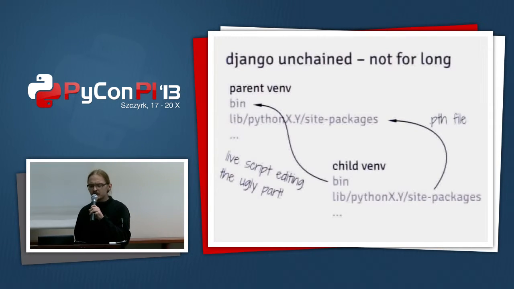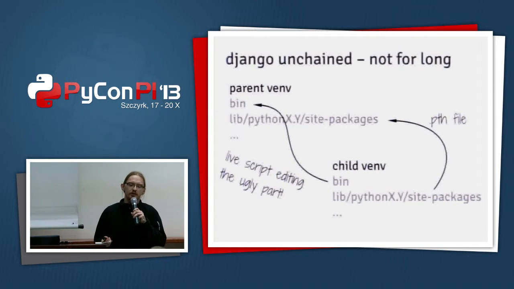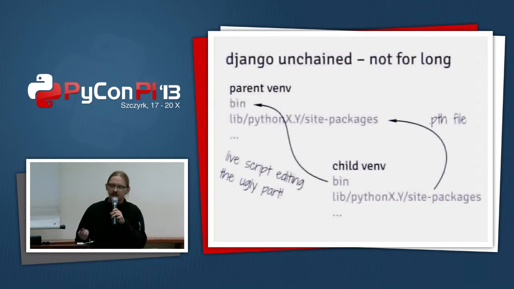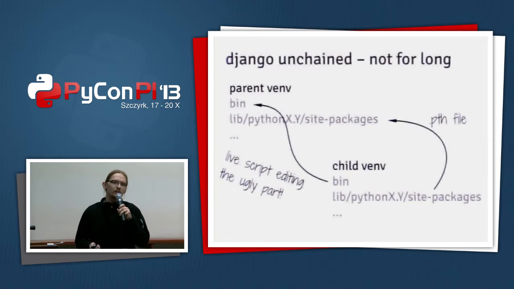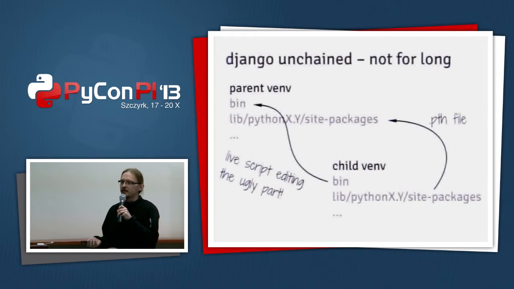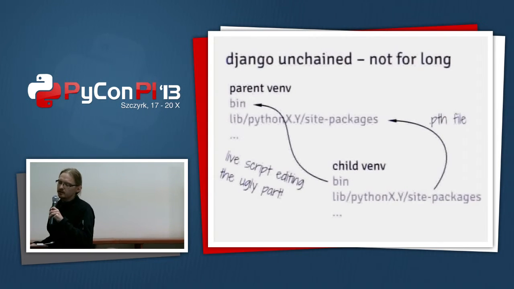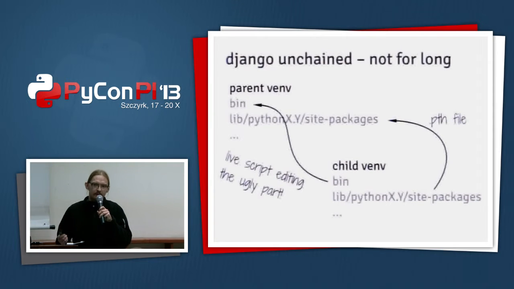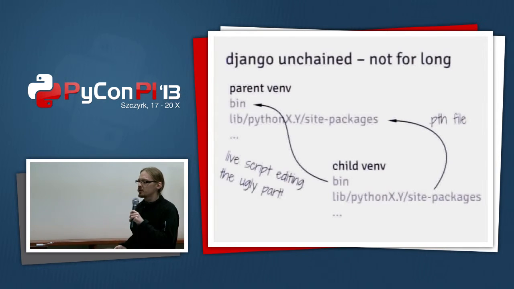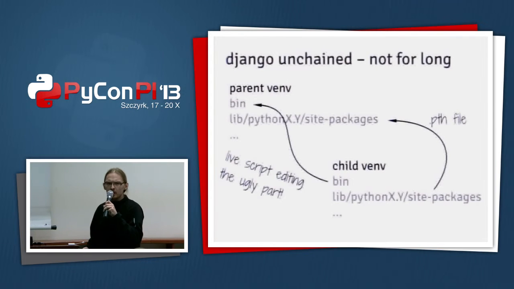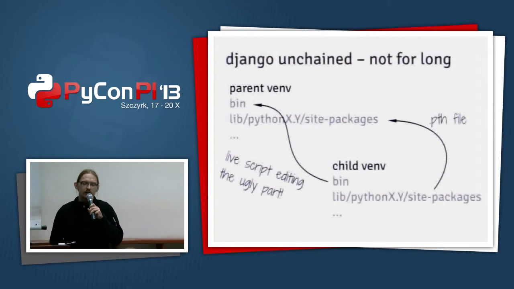So you just put a path to some other site-packages directory in a PTH file, and it basically becomes attached to your virtual env. Then for every single package you're looking for that is not found in your virtual env, Python looks for it in the parent virtual env. So we just made one big virtual env with some Django version, the latest 1.5, for example, and we no longer have to install it hundreds of times.